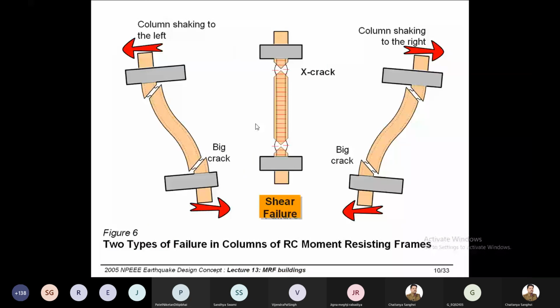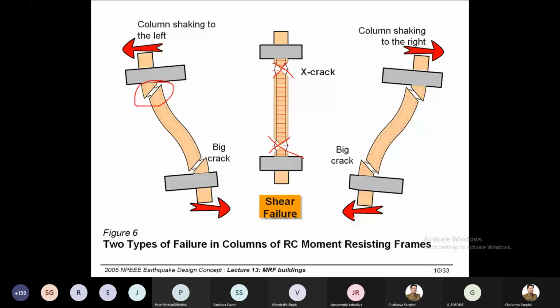lateral load will act. There is a possible shear failure which takes place along a diagonal, so it will be like X cracking, right? Diagonal cracking. Here you have a cracking like this, right? So this is the shear failure, and this is the flexural failure.